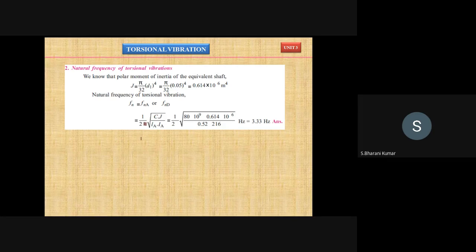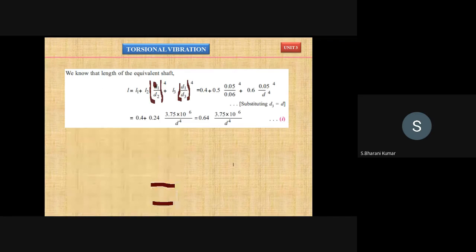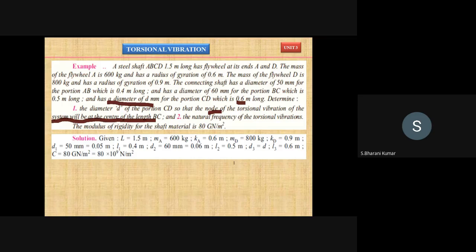Okay, and 2 pi into CJ by LA into IA. Hertz, like 3.33 hertz. How do you get the answer? Okay. First slide LA இந்த sum வைக்கிறேன். ஏதாவது டவுட் இருந்தா கேளு. Any doubts you can ask me.